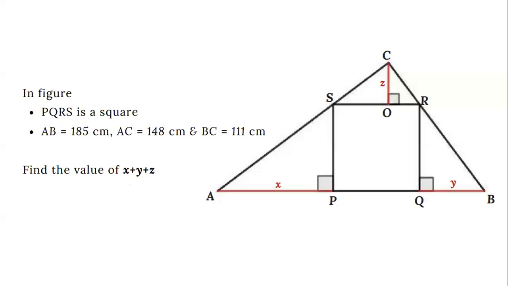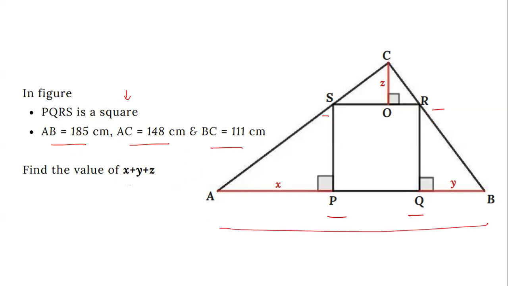So hello guys, in this video we are going to solve this problem. In this problem it is given that PQRS is a square. You can see this P, this Q, this R, this S is a square. And AB is equal to 185 centimeter is given, AC is equal to 148 centimeter is given, and BC is equal to 111 centimeter is given.